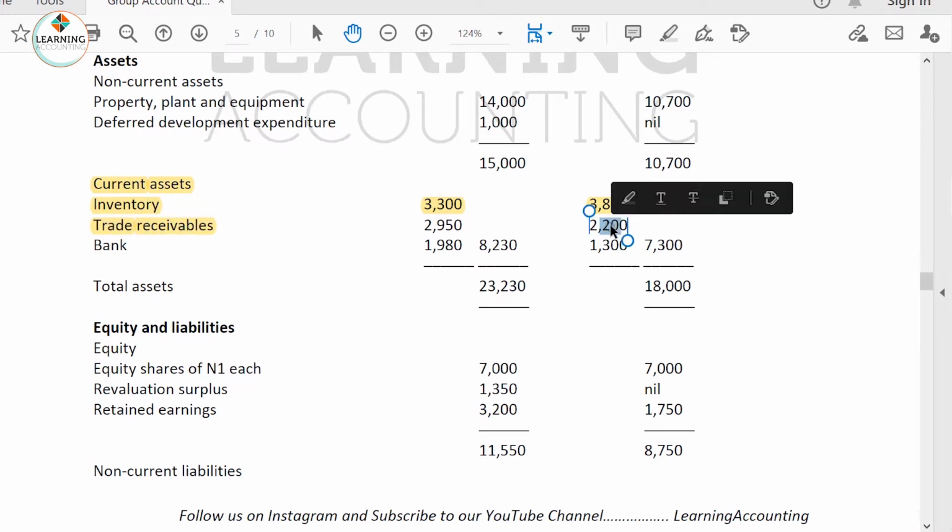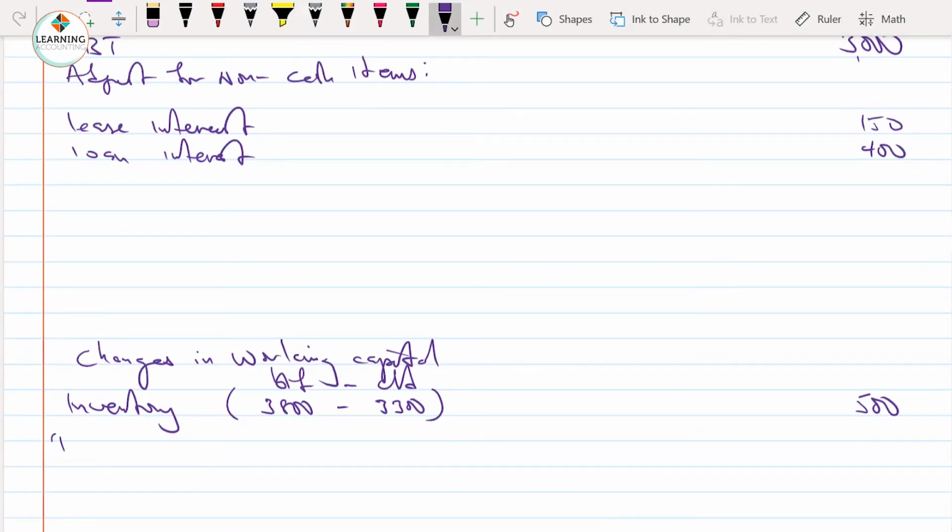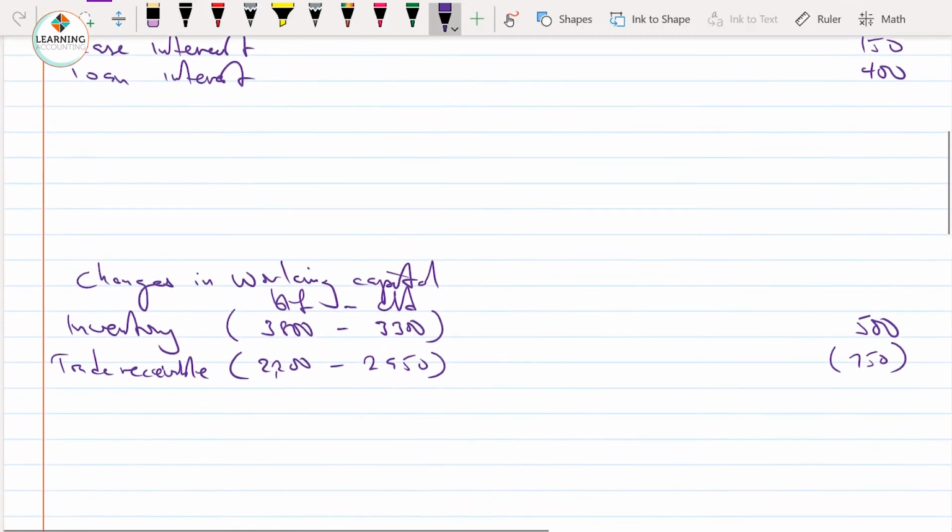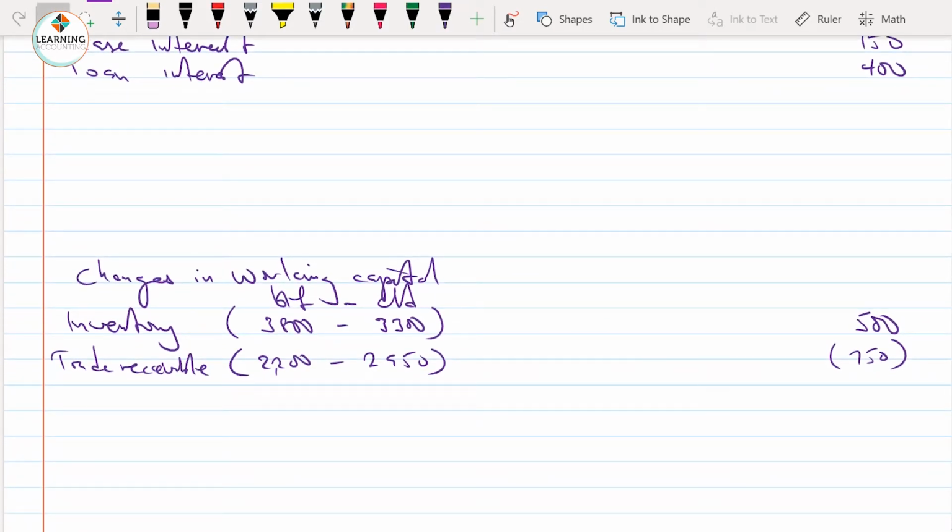Now receivables, we have 2,200, but this time around it has increased to 2,950. Again, there's a difference here of 750, and this is showing as a negative figure this time around. Why? Because we have more of our money hanging outside, therefore there's cash outflow.